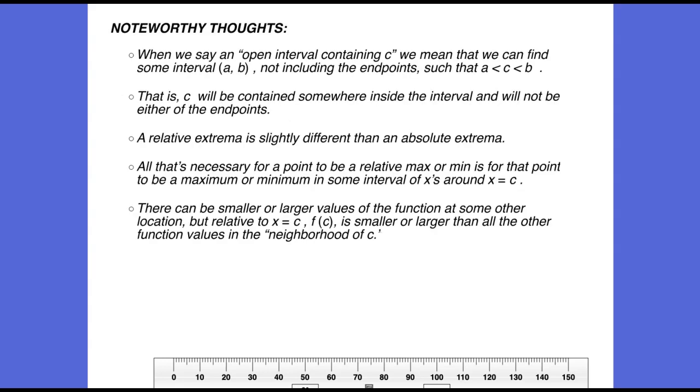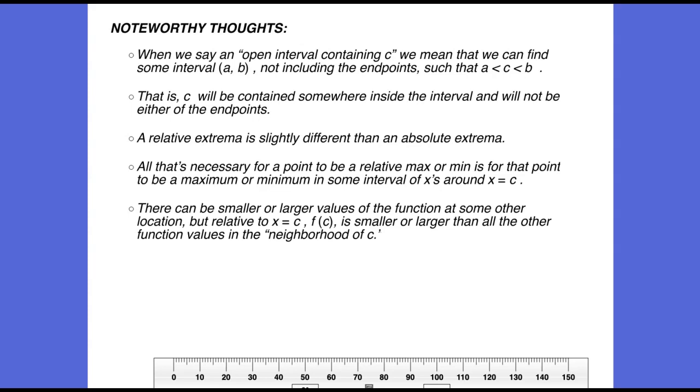So here are a few things for us to keep in mind. When we say an open interval containing c, we mean that we can find some interval (a, b), not including the endpoints, such that a is less than c is less than b. So that is, c will be contained somewhere inside the interval and will not be either of the endpoints.